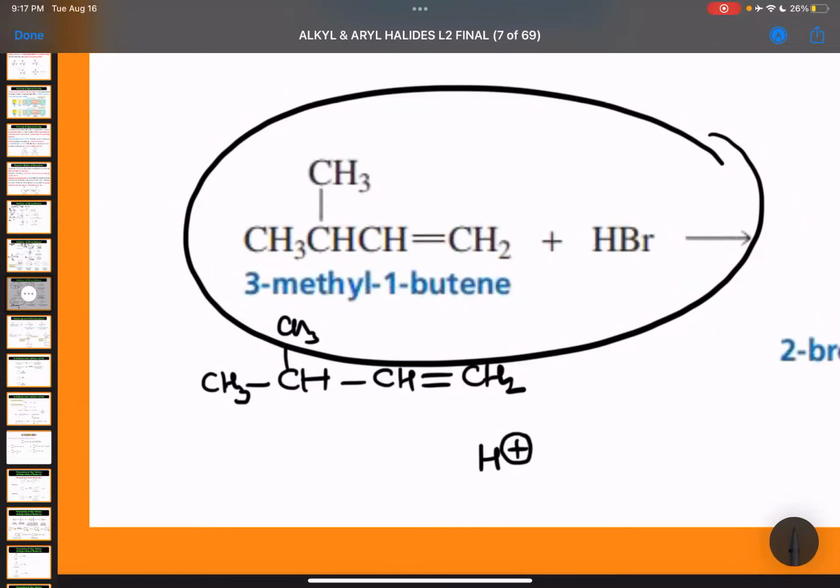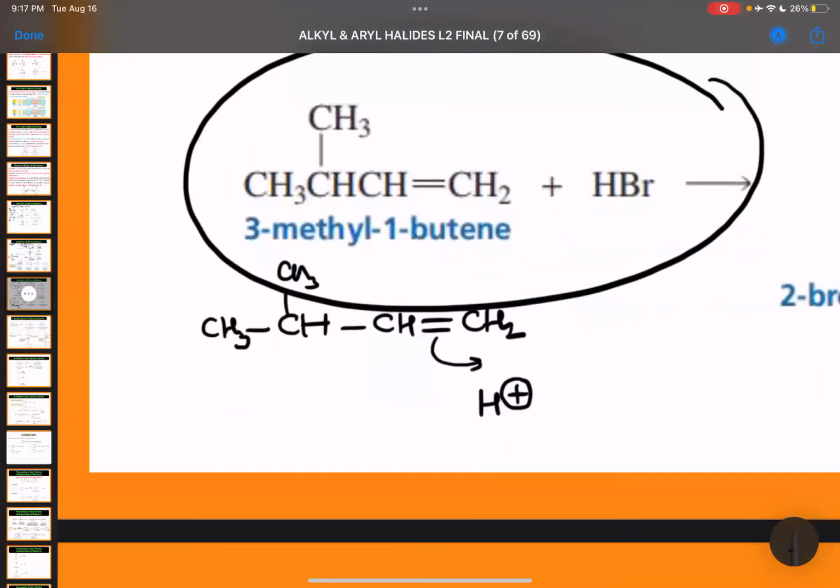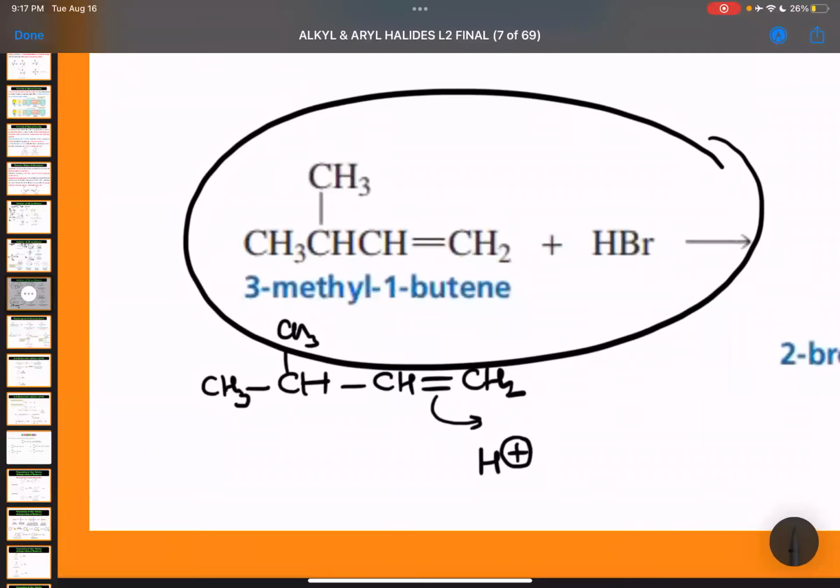So first you have to do Markovnikov addition. Sir, 2-bromo-3-methylbutane. Yeah, but you need to be careful about one more thing. You have done half of the thing correct, but you forgot to do one more thing.